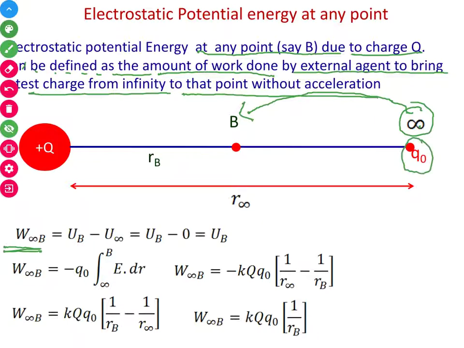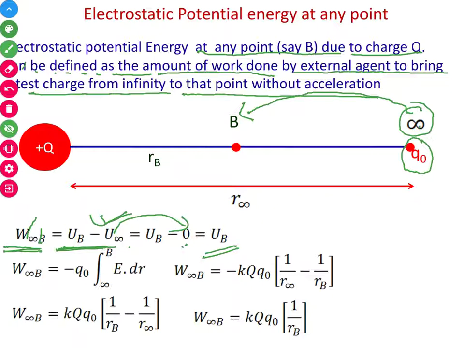If we take the test charge from infinity to point B, then the amount of work done is W infinity to B, and that is equal to the difference in potential energy between point B and the point at infinity. The potential energy at infinity is considered to be 0. So U infinity is equal to 0, so UB minus 0 is equal to UB. So we can easily find it at any point.